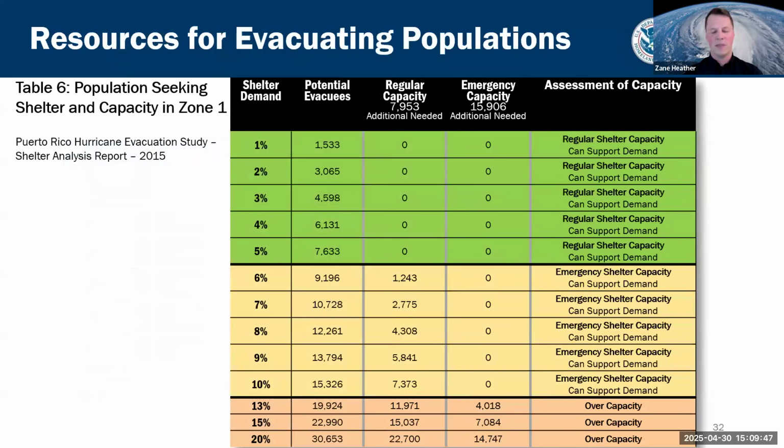Another way that jurisdictions have used or operationalized this information, and another product that is produced through the shelter analysis, is essentially based off the shelter demand percentage and the total evacuees. What is the demand and what is the supply, and then where is there overcapacity? So if you look on the left, you've got the percentage of evacuees seeking shelter. After that, you've got potential evacuees, so the total number of people evacuating. And then after that, on the third column, you have the regular capacity of the shelters, emergency capacity, and then identifying where those two numbers are not meeting up.